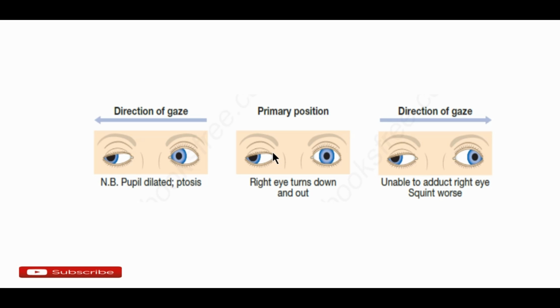Now come to what we will find during examination of the eye. In the neutral position, the affected eye will remain outwards and downwards. And if the patient looks towards the affected side, then in the affected eye there is no change, but the opposite eye will remain adducted. And if the patient looks opposite to the lesion, then there will be an increment of the strabismus. And as we showed before, the pupil will be dilated on the affected side.